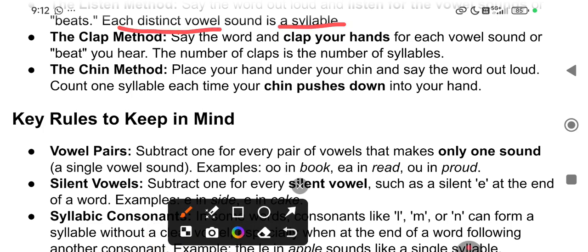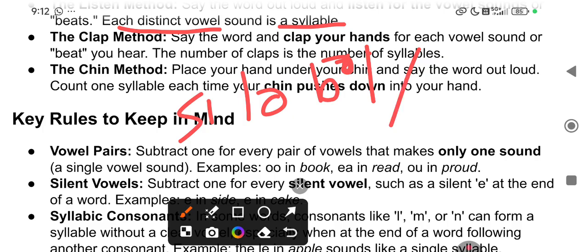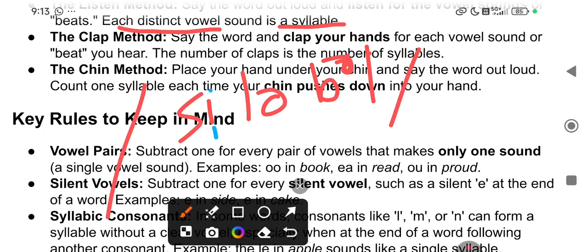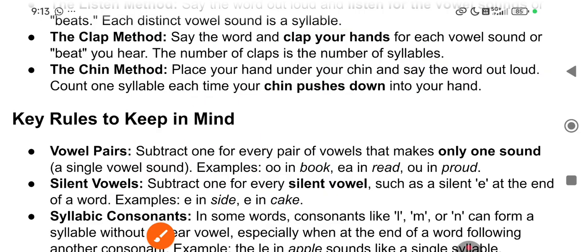Suppose if I say syllable, right? Syl-la-ble. So how many syllables are in syllable? That's three syllables. Syl, la, ble, right? So syllable is a three-syllable word. So you have to focus on syl, la, ble, syllable, right?